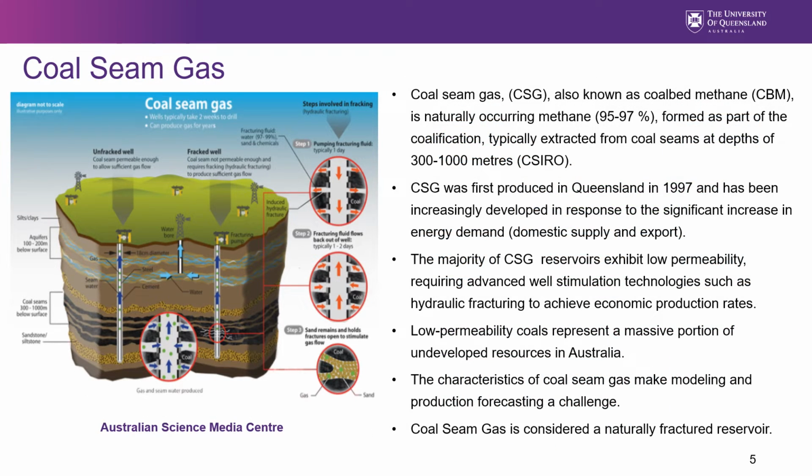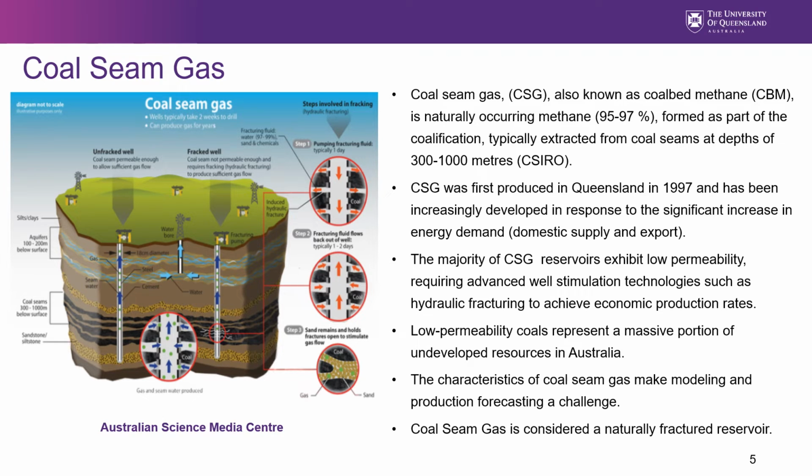So let's see what coal seam gas is. Coal seam gas, also known as coal bed methane, occurs naturally in varying quantities in coal seams and consists mainly of methane. The gas that accumulates underground and is kept in coal seams is formed during coalification, which is the long geological process of coal formation when organic matter is converted into coal.